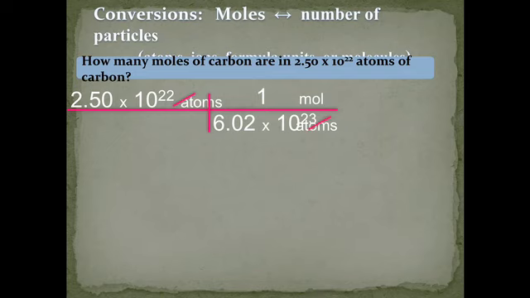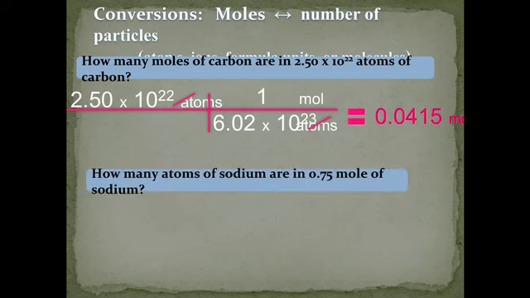Okay, so our atoms units are going to cancel. I multiply across the top and multiply across the bottom and then divide. So I have 2.5 times 10 to the 22nd divided by 6.02 times 10 to the 23rd, and I get 0.0415 moles.